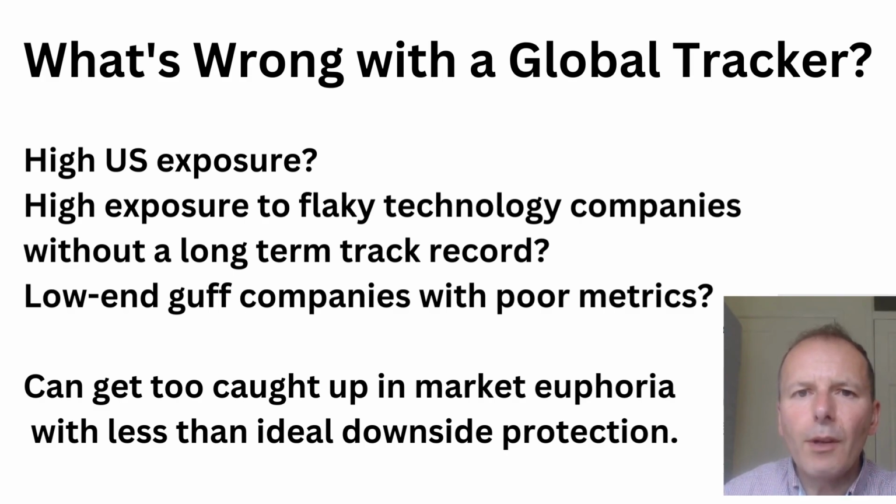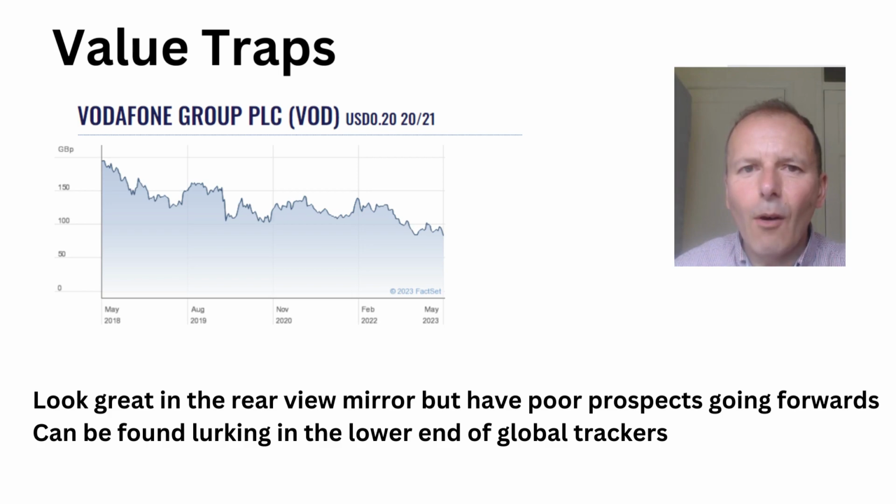So what is wrong with a global tracker? Why might we look elsewhere? Well, first of all, it does have very high US exposure, about 2/3. It also has exposure to some flaky tech companies such as Tesla that don't really have a decent long-term track record. It also has low-end guff companies with very poor metrics that you might want to avoid. So the net result is that a global tracker can get caught up in market euphoria with less than ideal downside protection.